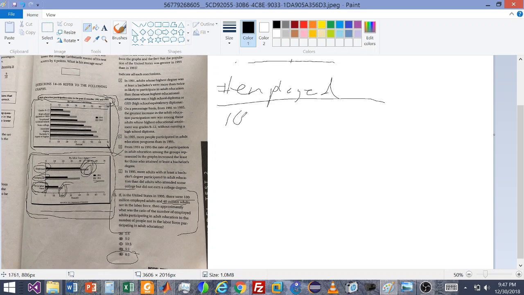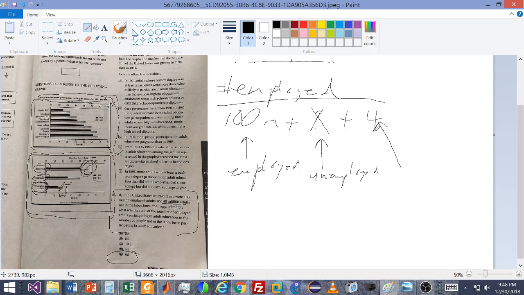So employed we know is 100 million, right? Plus unemployed we don't know, right? We can make that our X. Unemployed. And then finally, not in labor force, which is 40 million. So setting this all up, now it's just a standard ratio, and that's how they get these three separate percentages that don't add up to 100, because you have three separate groups. So it's a little different than ratios that I exposed you to in the past, but I wanted to make sure and explain how they got that.